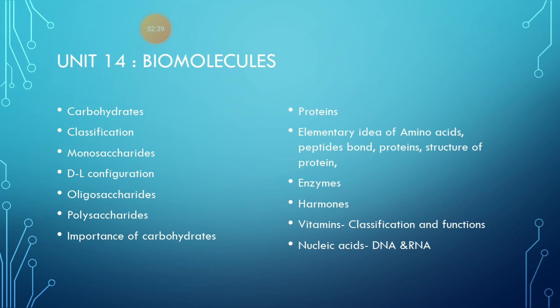Then finally nucleic acid, we are going to learn about the nucleic acid, DNA and RNA, and the different kinds of base present in the DNA and RNA, their structures, their linkages. What we are going to learn in this particular topic is called a biomolecule. So we are going to cover in this chapter the carbohydrates, proteins, vitamins, hormones, enzymes, and nucleic acids.